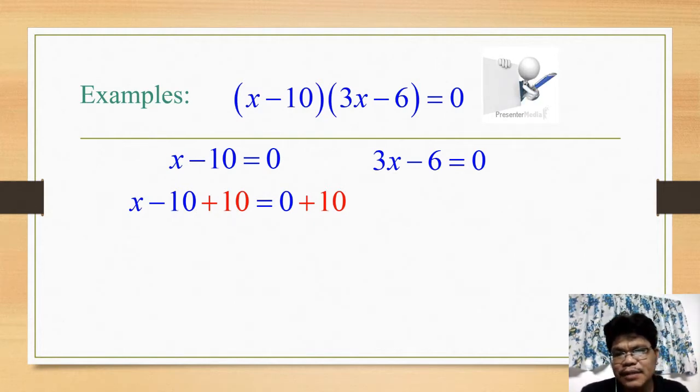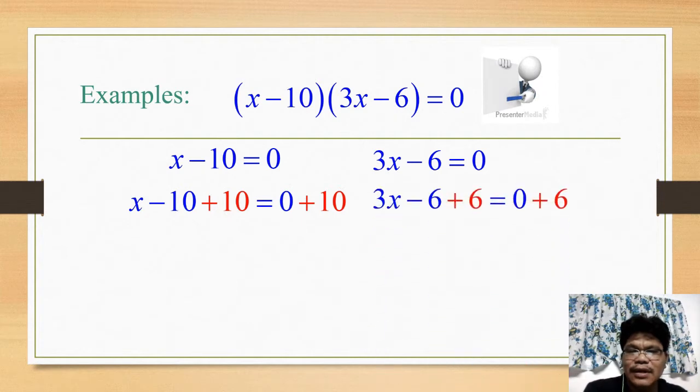Now, the first objective is to remove the negative 6 on the left. Okay, we're going to add to both members of the equation 6. So it becomes 3x minus 6 plus 6 equals 0 plus 6. Now, simplify. Now, we observe in the left member, we have x minus 10 plus 10.